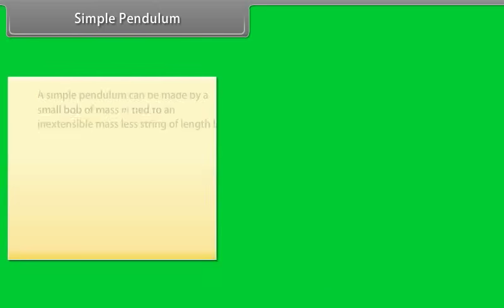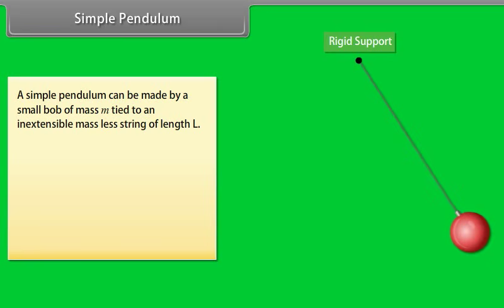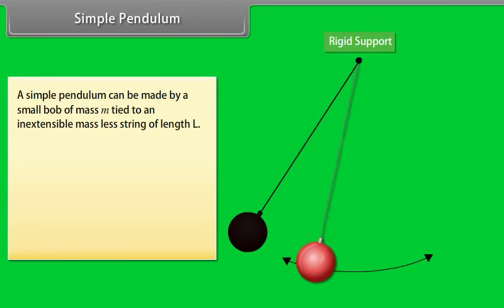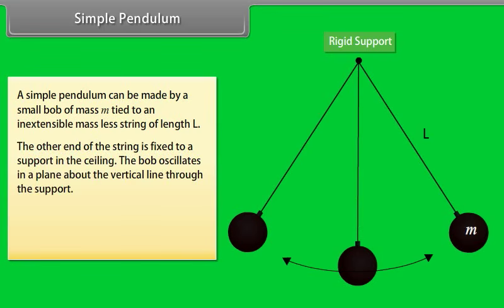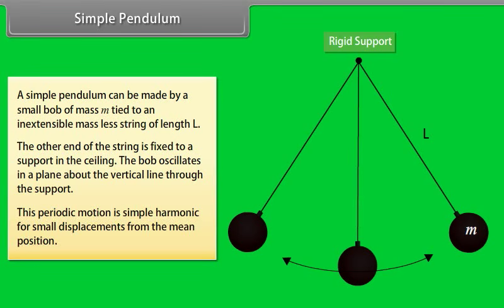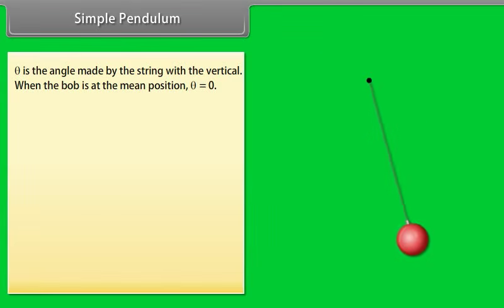Simple pendulum. A simple pendulum can be made by a small bob of mass m tied to an inextensible massless string of length L. The other end of the string is fixed to a support in the ceiling. The bob oscillates in a plane about the vertical line through the support. This periodic motion is simple harmonic for small displacements from the mean position. Theta is the angle made by the string with the vertical.